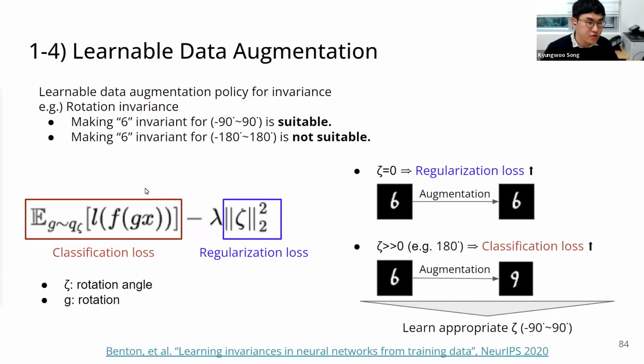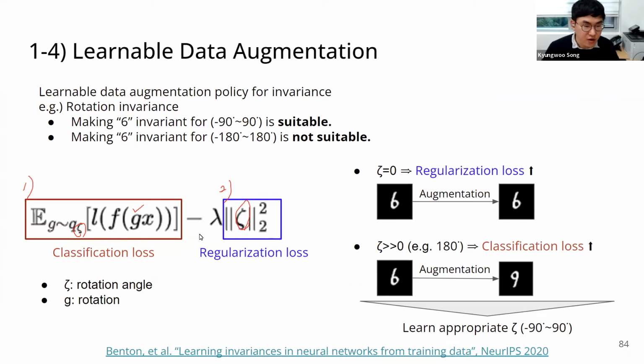There is a way to learn the suitable data augmentation policy itself. For the rotated MNIST dataset, we let the rotation angle zeta be a learnable parameter. The objective function of this method has two components. The first one is the classification loss. It makes the machine minimize the training loss whether the images are rotated or not. Second, the regularization loss avoids the rotation angle parameter zeta degrading to 0.